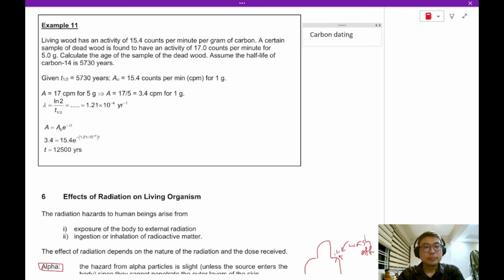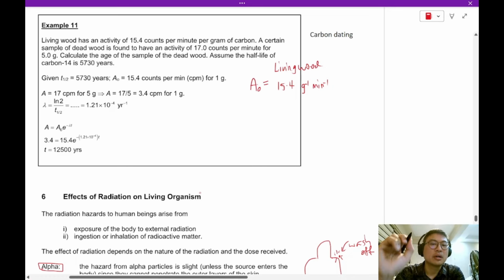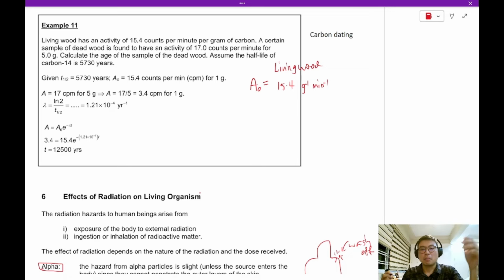Now, first of all, we will need to compare the activity level for a gram of carbon. So this is the living wood. The living wood is 15.4 per gram per minute. This is the activity level of the living wood, which is the activity level you're supposed to have: 15.4 counts per gram per minute.